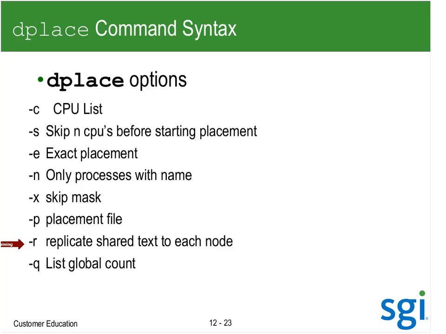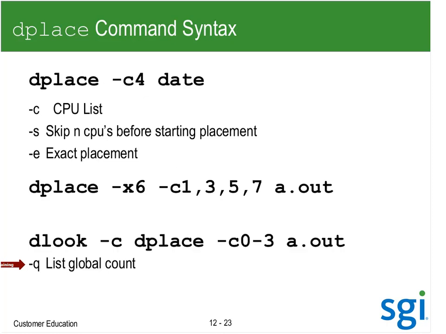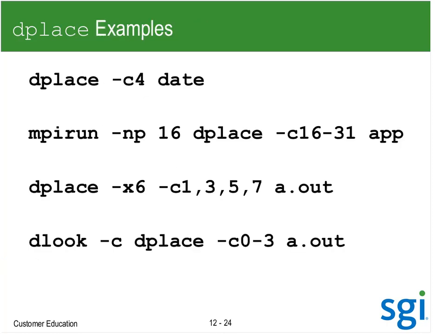And then there's a queue option, and actually a couple of queues, to be able to list the load balancing information. So examples, I did a dplace putting date on CPU 4. MPI run, I did a dplace. Now this is wrong, Jeff, because if I'm in a CPU set, I'm going to pretty much start off at zero.